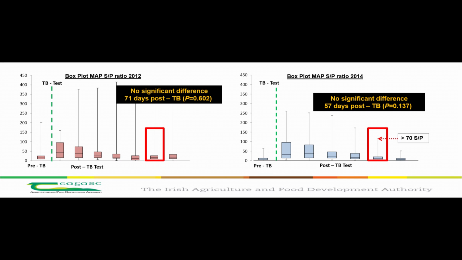When we analyze the results statistically, we can see that in 2012, our results were no longer statistically significant by day 71. However, when the herd was seronegative, the results were no longer statistically different by day 57, and this represents about a 14-day sooner return to pre-test levels. However, it should be noted that although the results were no longer statistically significant at day 57, there were still a number of animals recording an SP ratio greater than 70, and therefore these animals were categorized as positive under manufacturer recommendations.